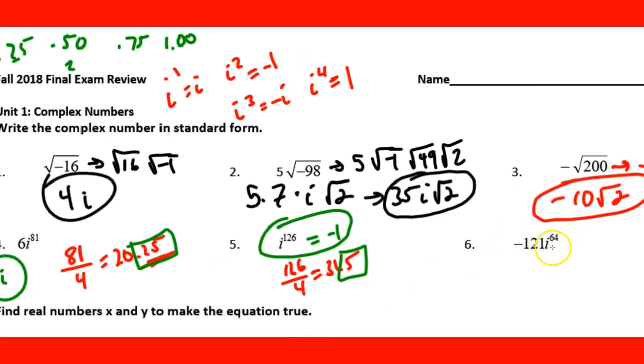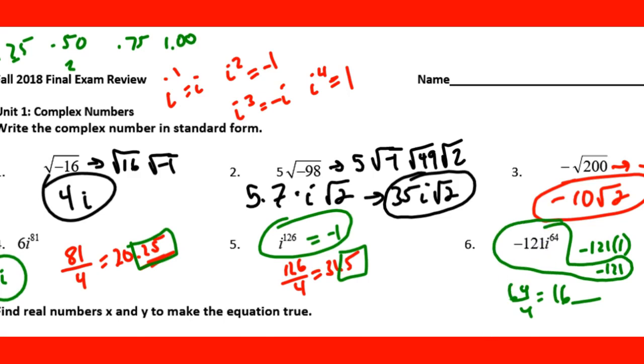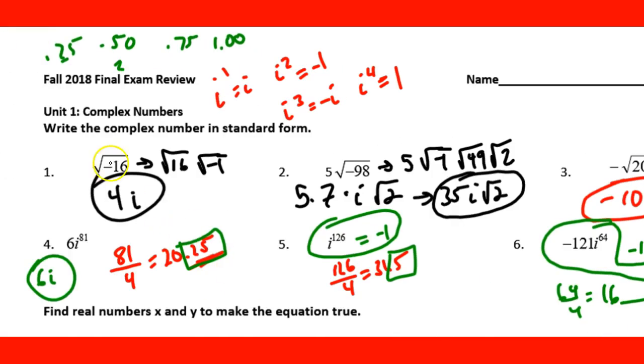Right here, 64. If you take 64 and divide it by 4, that's 16, no decimal. Because there's no decimal, it's like 4 quarters, so i to the 64 is just 1. So that's negative 121 times 1, and you get negative 121. Alright, that's it for those.